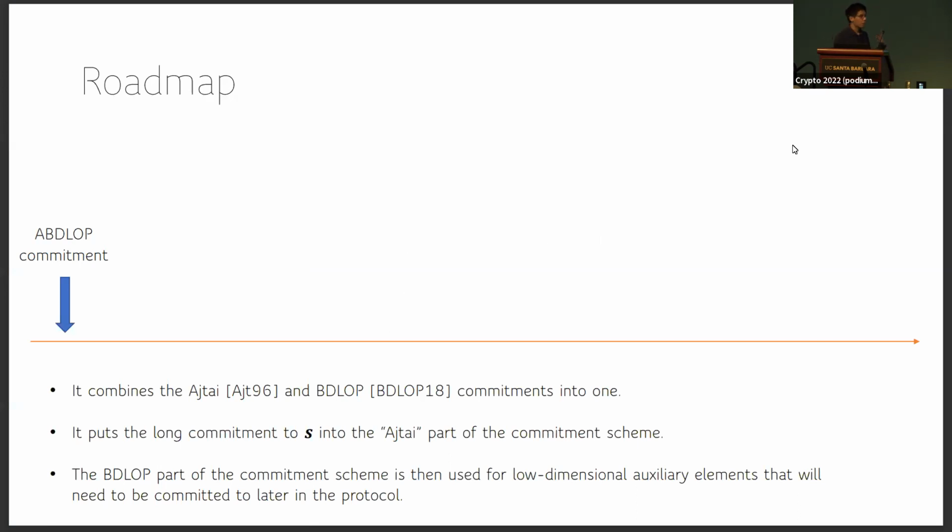However, we could see in the previous slides that sometimes we want to commit to these garbage terms, like the intermediate auxiliary polynomials, which definitely don't have small norm. And for those, we will commit them in the BDLOP part. And because there are not many of them in practice, it's fine. So that's a nice combination of these two commitments. I hope you're still with me.